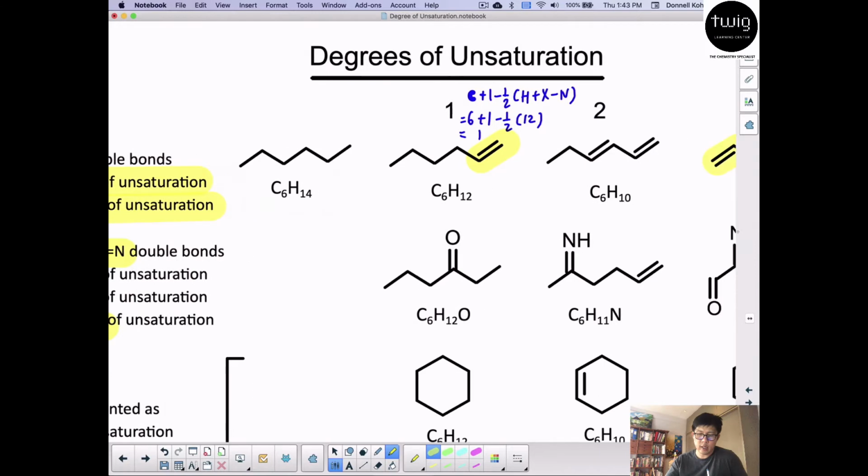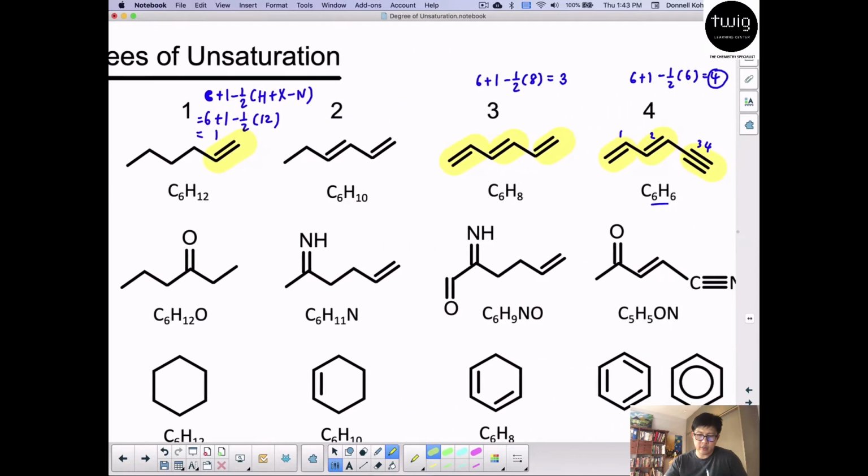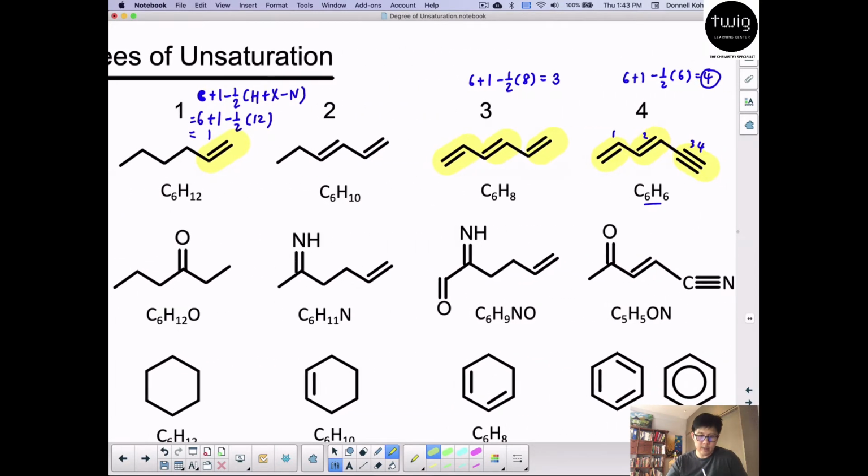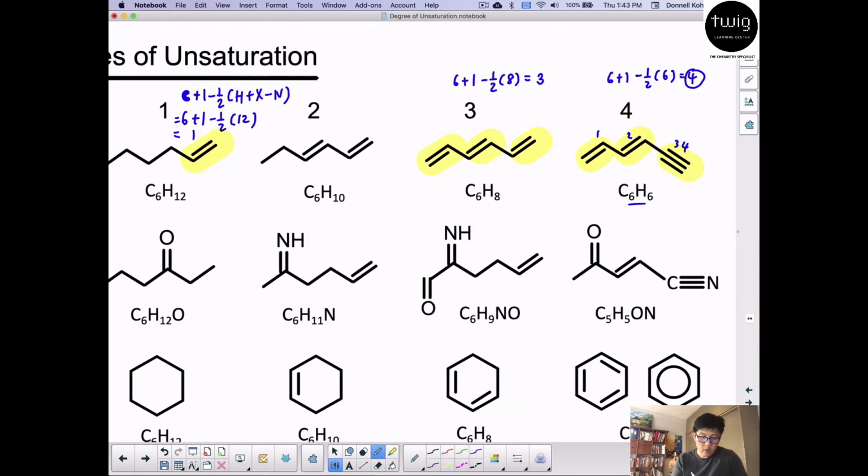Let's look at some examples over here. Let me just do maybe 2 of them. Let's try this. If we use the formula, 6 plus 1 minus half. The number of carbon is 6. The number of hydrogen is 11.